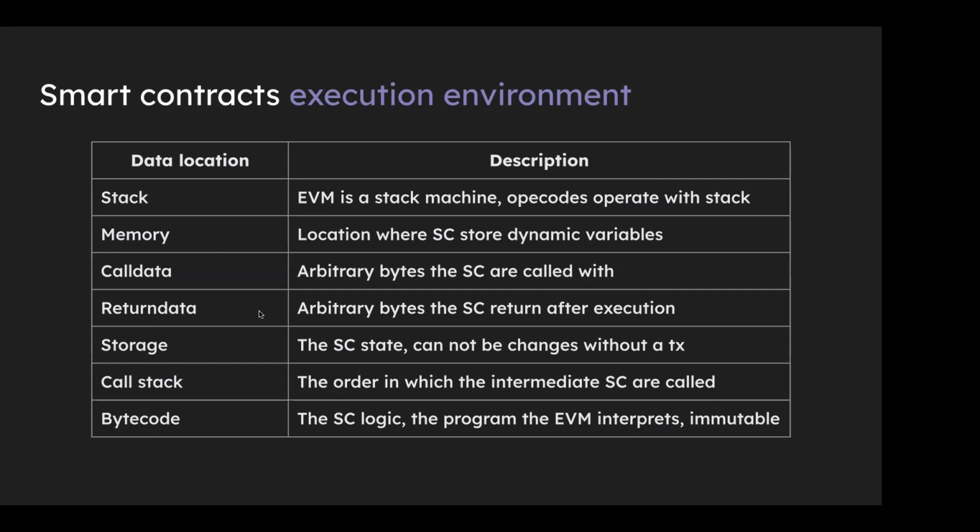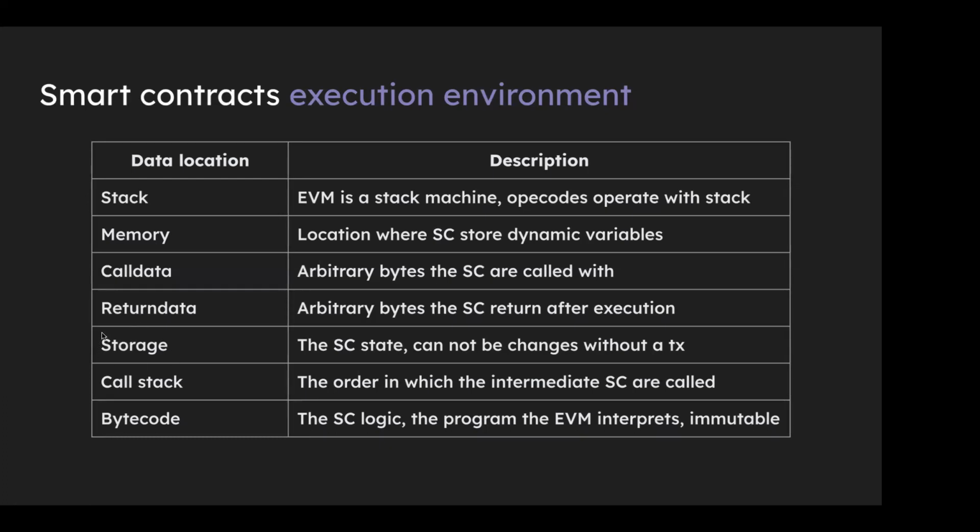So when you call a smart contract, it may execute something, count something, and return the result. So this result will be placed into the return data location, and then other smart contracts or your front end or application will get those bytes, and you will be able to decode them and understand what is actually returned.